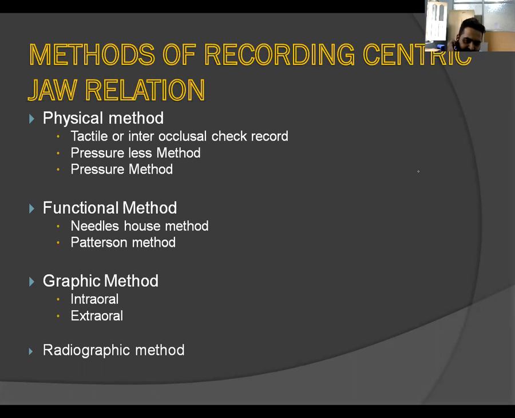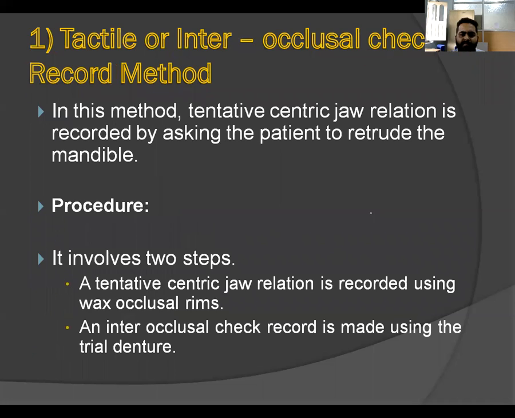So basically there are various methods to record your centric jaw relation. The first method is physical method, then comes the functional method, graphic method, and radiographic method. There are four definitive methods to record your centric jaw relation. The most commonly used method in clinical practice is the functional method. Okay, now we will learn each and everything one by one.